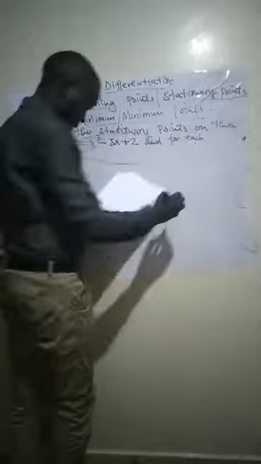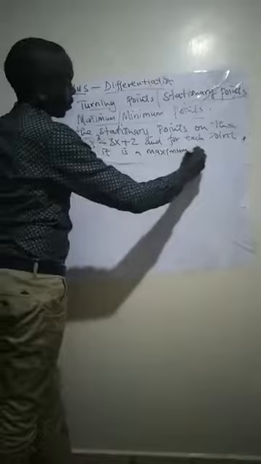So this is a question. Identify the stationary points on the curve y is equal to x cubed minus 3x plus 2, and for each point determine if it is a maximum or a minimum.